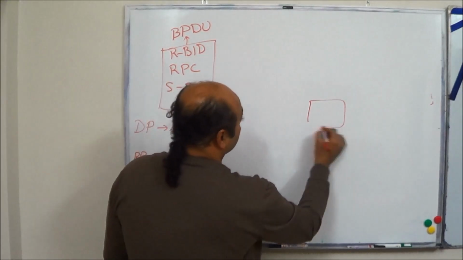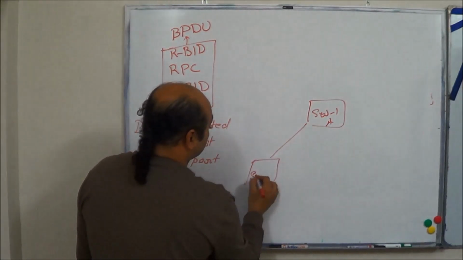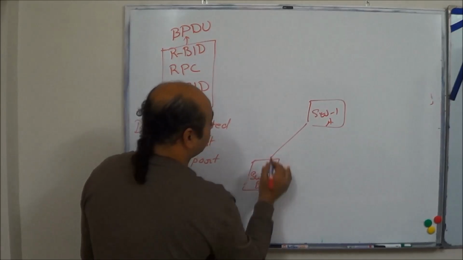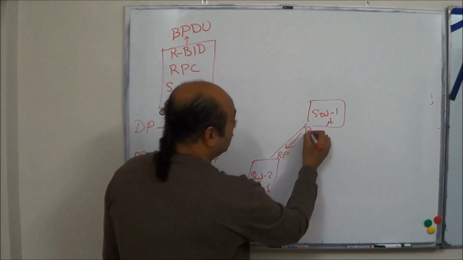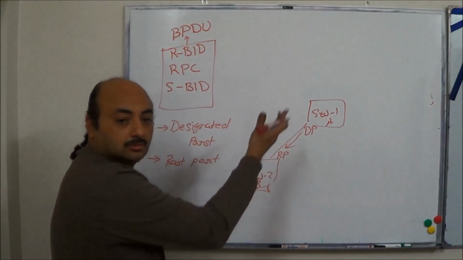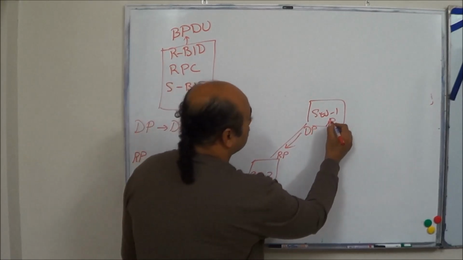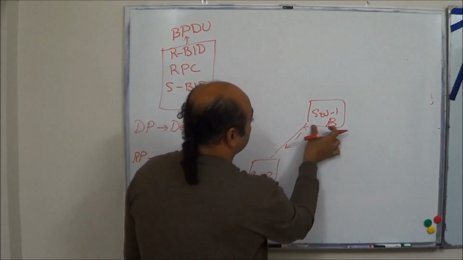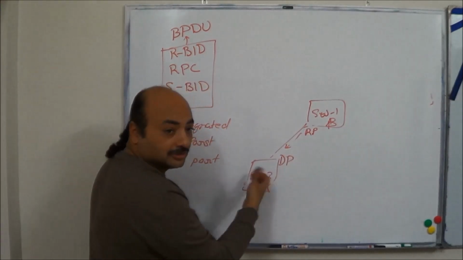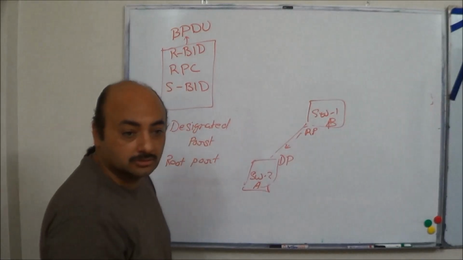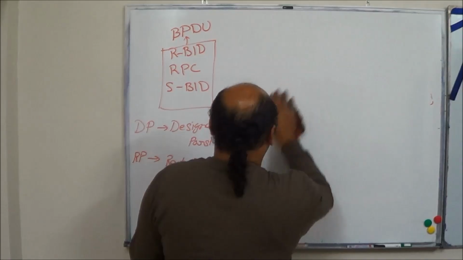Again the same topology. Switch 1, A. Switch 2, B. This is the RP. Why? Because it is receiving BPDUs. This is the DP. If it changes, what becomes the RP? Because we have seen the priority of A and B, the root bridge changes. Okay? Clear? Wonderful.